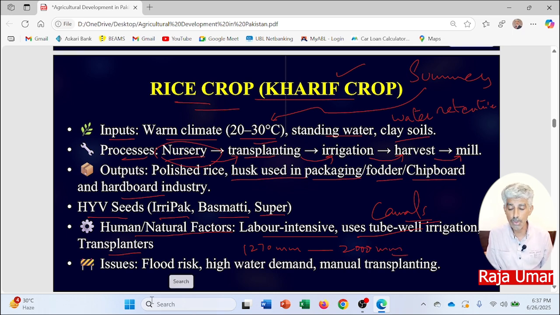What are the issues related to rice crop? The flood risk, as it is a delicate crop and may get destroyed very quickly when there are floods. High water demand: it needs a lot of water, and if there is some sort of deficiency of water in some area where rice crop is grown, then that would be a crop failure and rice would not be able to grow. And manual transplanting is quite a laborious and difficult task in severe heat, as there is a lack of investment and transplanters are really very expensive, and the farmers are unable to buy those transplanters to transplant rice nursery more easily, but that is not available.